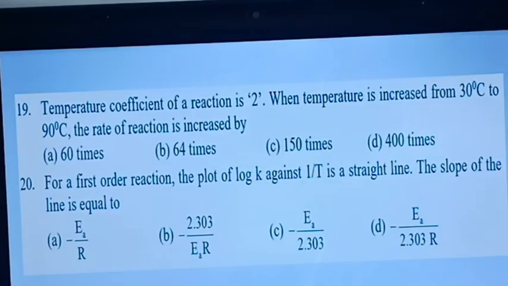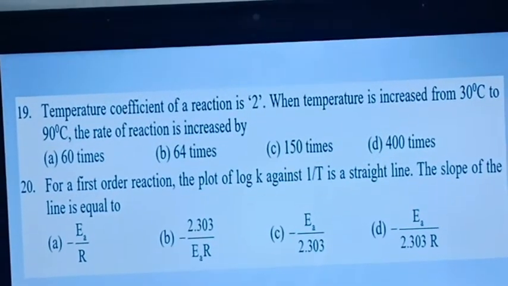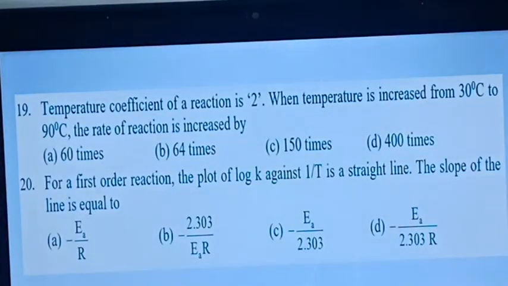Okay, last question, question number 20. For the first order reaction, the plot of log k against 1 by T is a straight line. The slope of the line is equal to... We know that when you study kinetics, the slope is always equal to minus Ea by 2.303 R. So the correct option is option D.